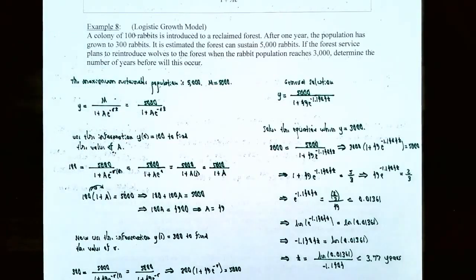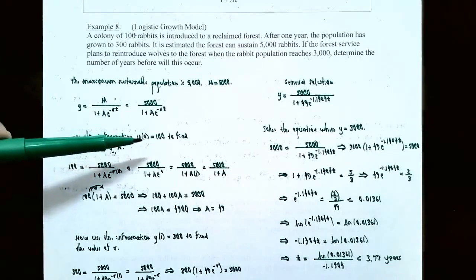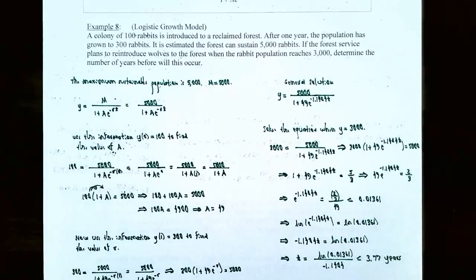Just like before, we have information presented in the problem that can help us find the values of both A and r. We need two pieces of information because we have two different unknown constants. We want to find the value of A first, and then we'll find the value of r next. So use the information that the initial population of rabbits introduced into this forest was 100. No time has passed, so t equals 0, and the population was 100.